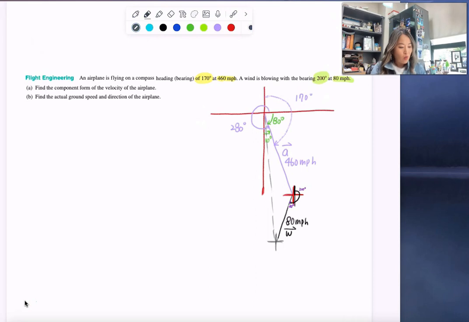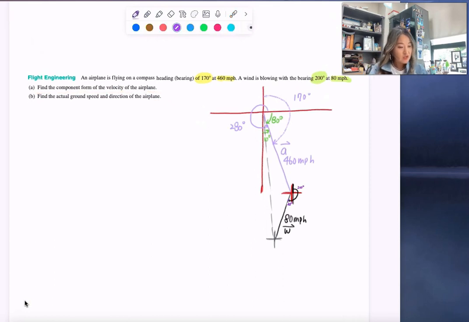Okay, now with this, let's start answering the question. We got a perfect picture now, a visual. Now it should make our life much easier, okay? Find the component form of the velocity of the airplane. Component form is basically this right here, the resultant. We're looking for the resultant, okay? So what are we gonna do?